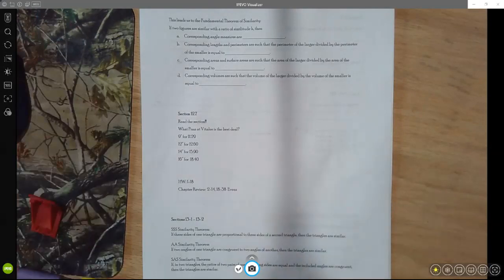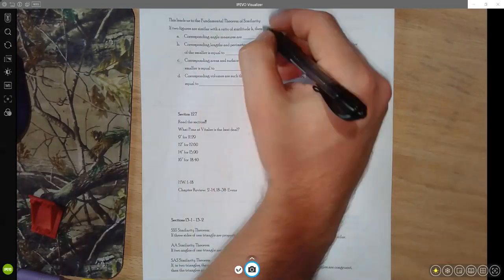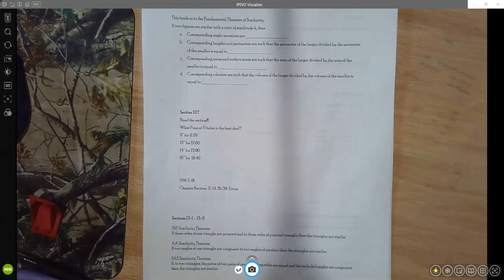If two figures are similar with a ratio of similitude k, then corresponding angle measures are congruent. Grab my non-working pen again.